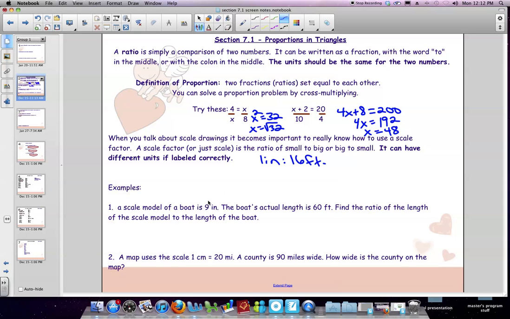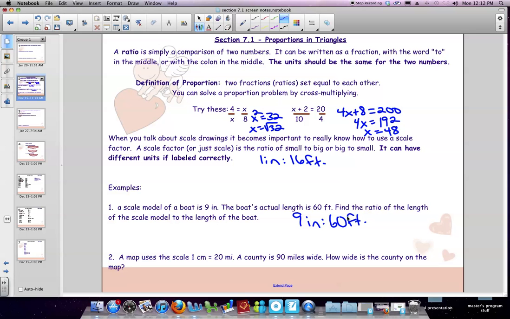Whether we go 9 to 60 or 60 to 9 depends on what the question is asking. This one specifically asks us to find the length of the scale model to the length of the boat. So we're going to put the scale model number first, the boat value second. Now it says 9 inches to 60 feet. It's asking us, however, to find the ratio. So a ratio has to have the same units.